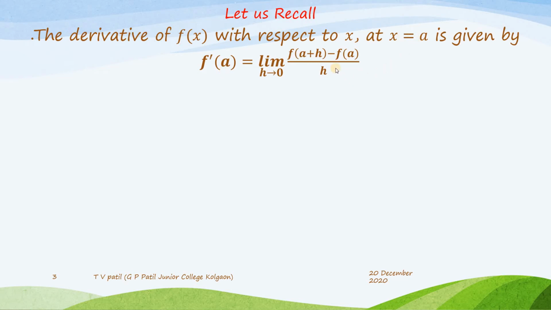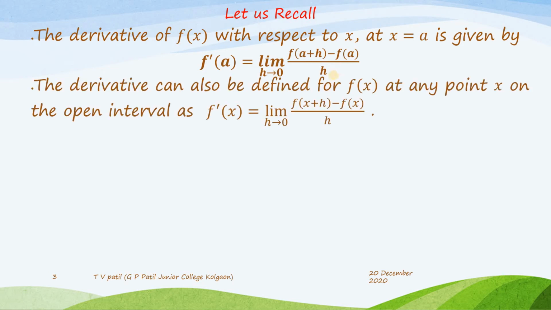And in general, derivative can also be defined for f x at any point x on any open interval. f dash of x is equal to limit of f of x plus h minus f of x upon h as h tends to 0. This is the formula for finding out the derivative using first principle law, or using limit.